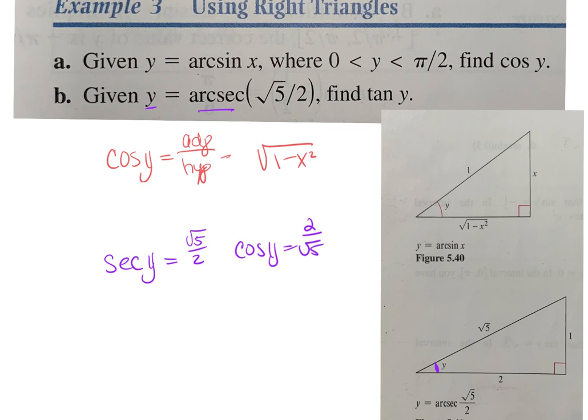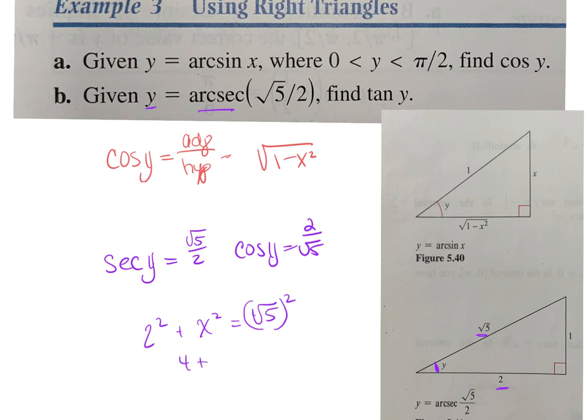So I can assume then that the cosine of y is 2 over the square root of 5, which means my adjacent side is 2. My hypotenuse is square root of 5. They want me to find tangent. Well, tangent is opposite over adjacent. So once again, I have to use my Pythagorean theorem to solve it, right? Make sense?